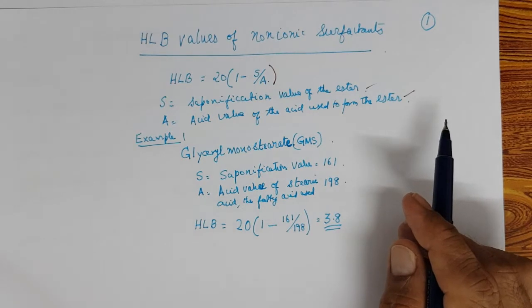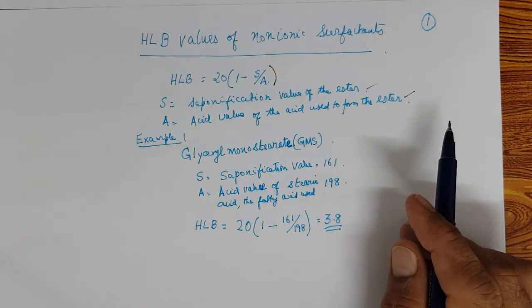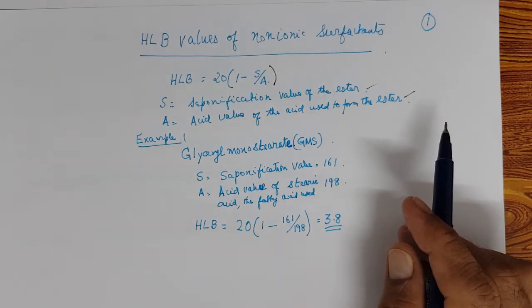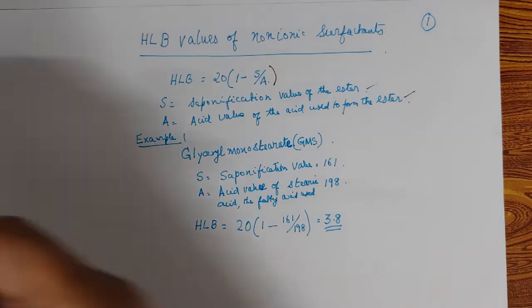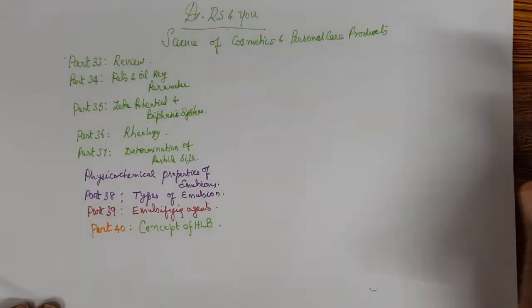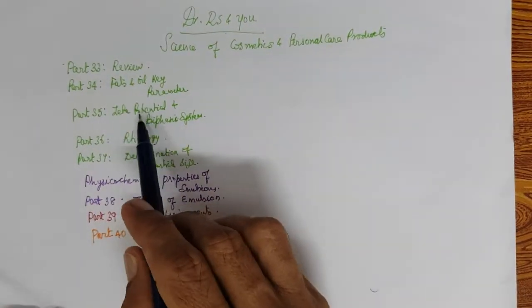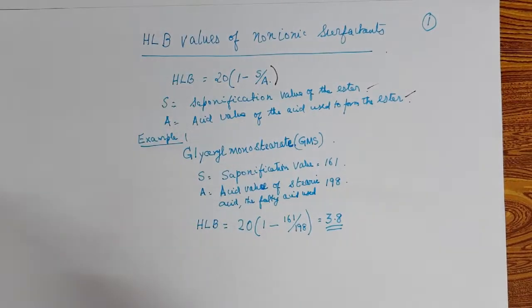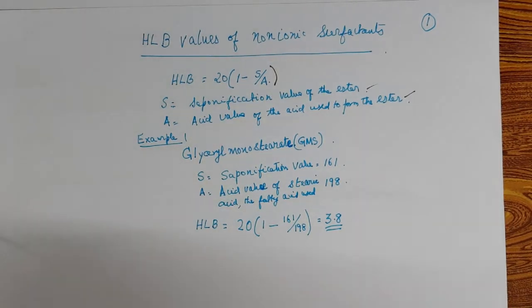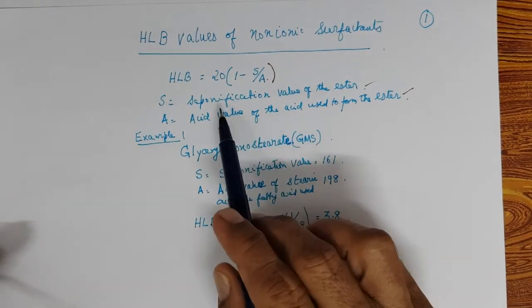We studied acid value and sap value in fats and oils, you remember? You have to go to that section and see the acid value, part 34. We discussed the key parameters of fats and oils. There we explained what is acid value, sap value, and ester value. Go through that so that you will understand this.